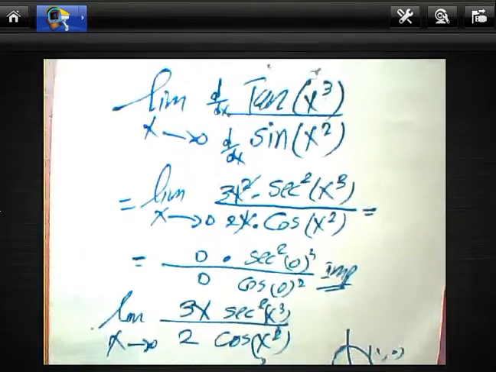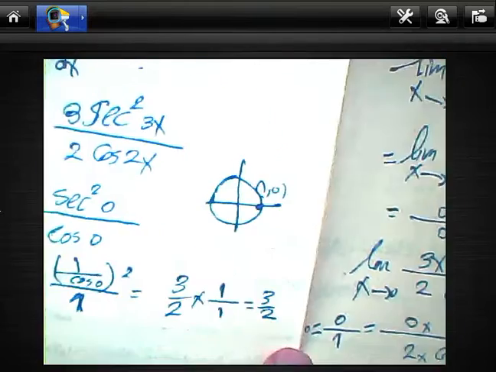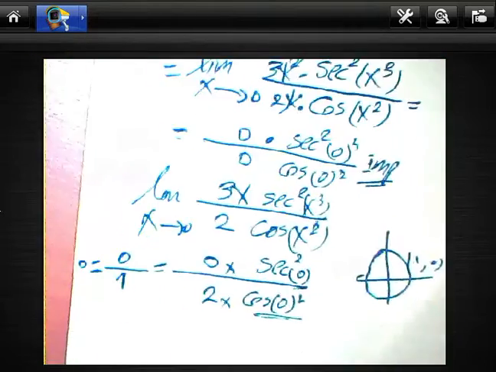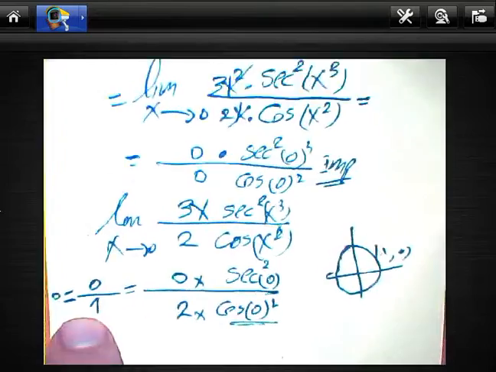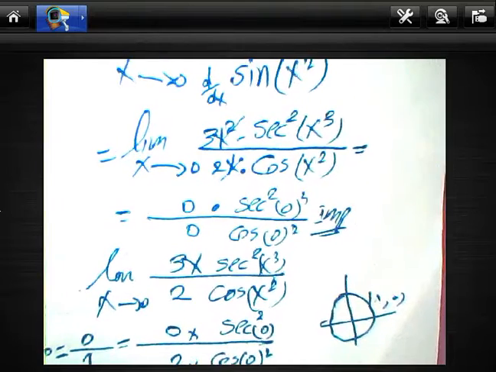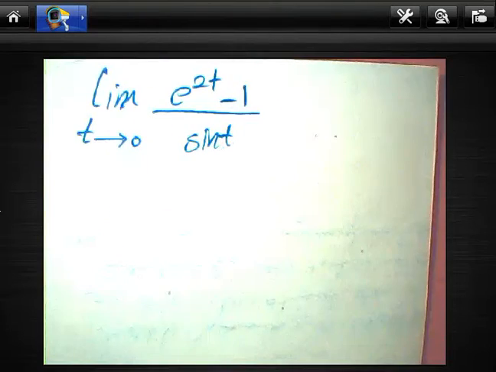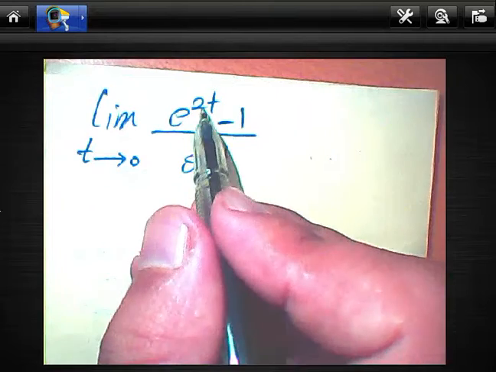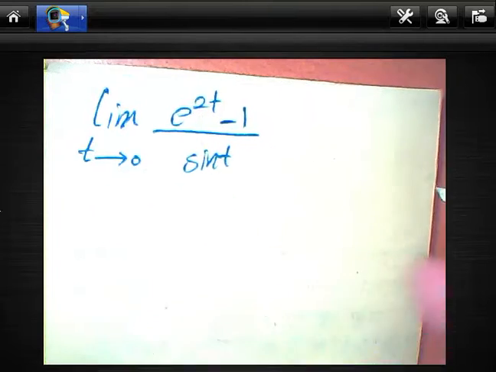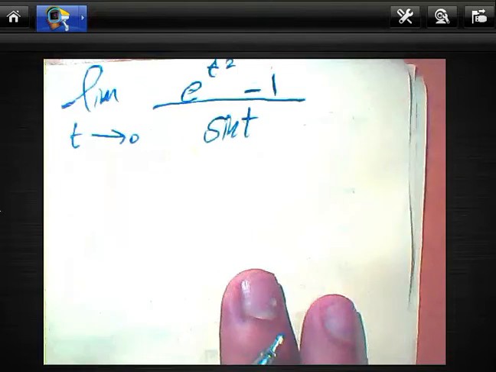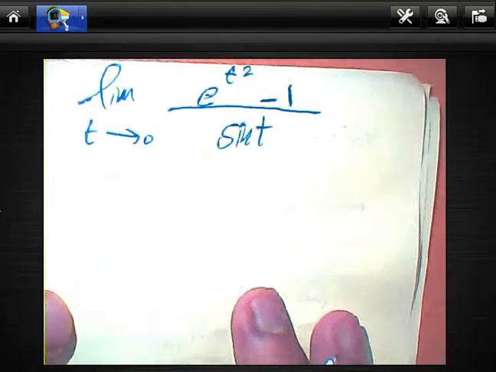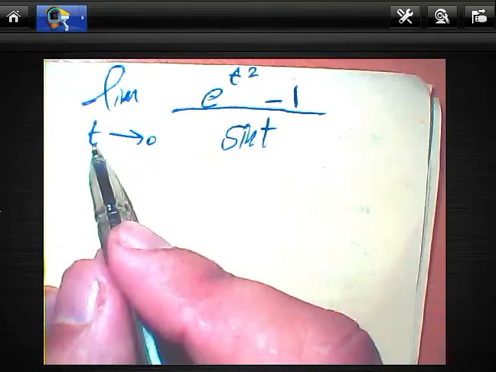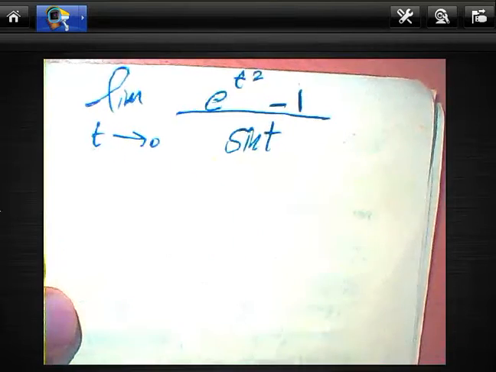Okay, it's the difference between the 2 limits. So the result here will be 3 over 2, but in this example it will be 0 over 1 equals 0. And here we can compare between the limit as t approaches 0 of (e power 2t subtract 1) over sine t, and what about the limit of (e power t power 2 subtract 1) over sine t when t approaches 0.